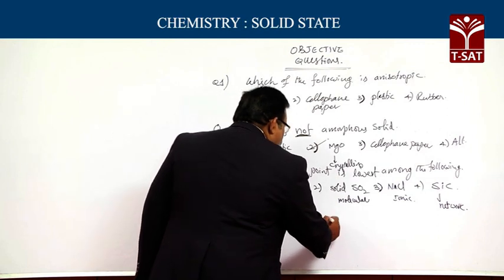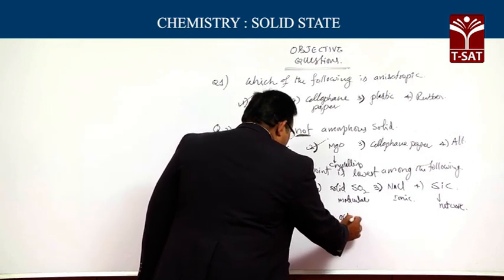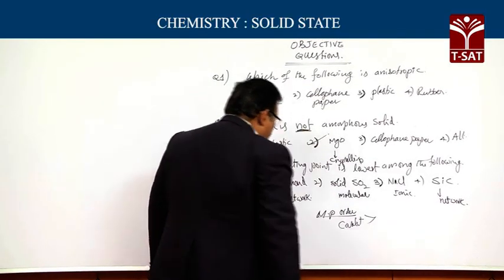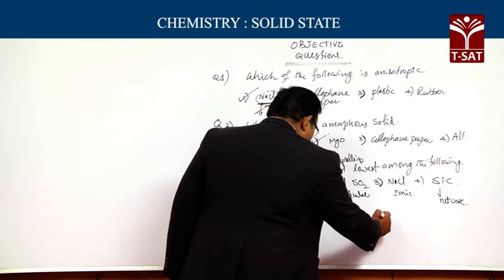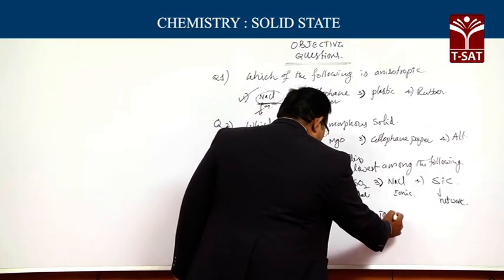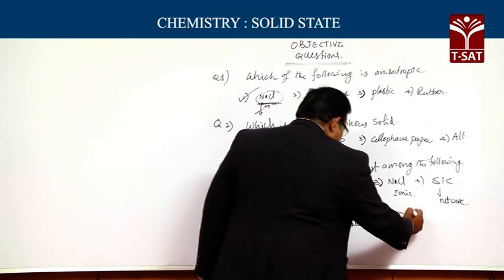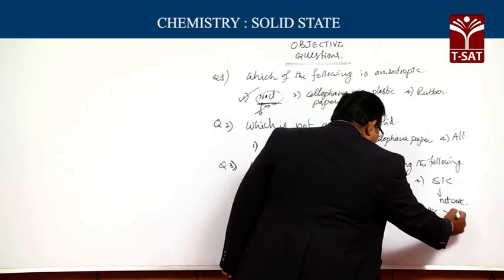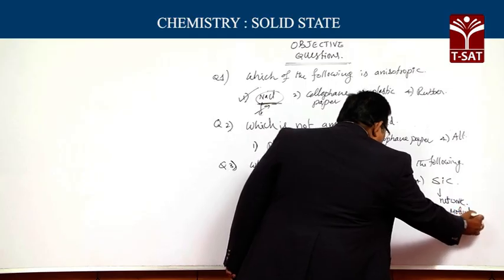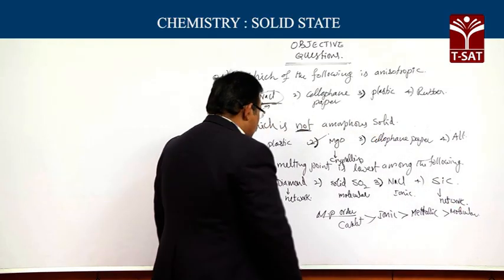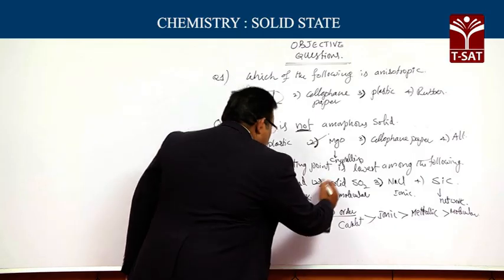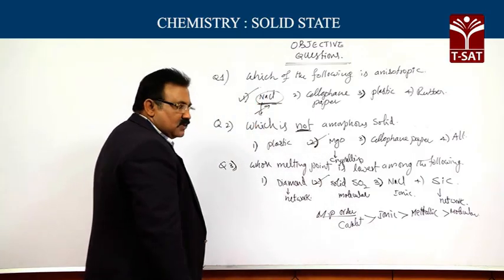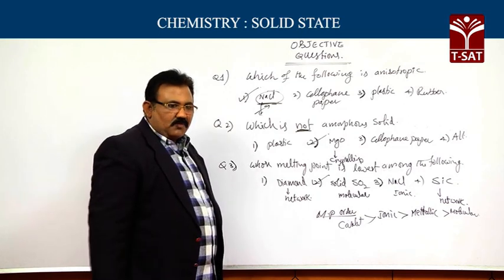The melting points order: covalent having more melting point than ionic, than metallic, whereas molecular solids have lowest melting point. So, lowest melting point is solid SO2. Let us take one more example.